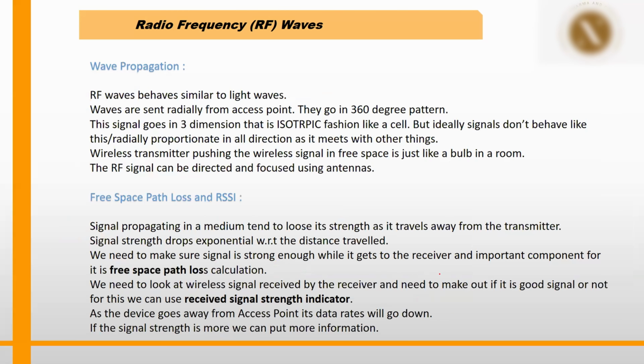Wave propagation. RF waves behave similar to light waves. Waves are sent radially from the access point. They go in a 360-degree pattern.